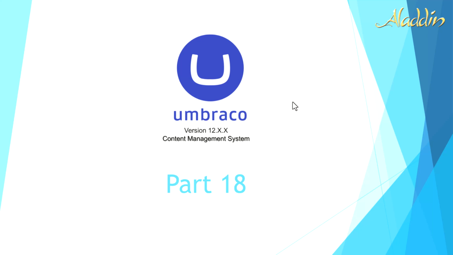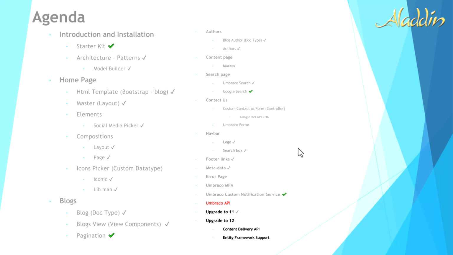The plan for today, we are going to do something a bit out of the scope. As you know, the last few days, I think it was exactly on the 29th of June 2023, Umbraco released version 12, the final version. So I saw a few things there that can be useful for us. One of them is the content delivery API, and the second one is the Entity Framework support.